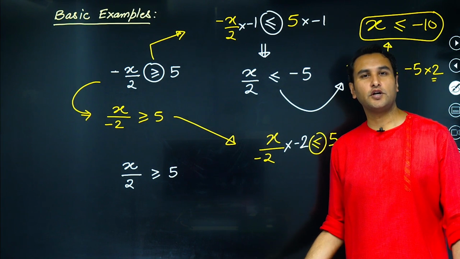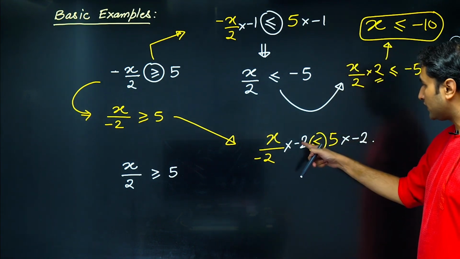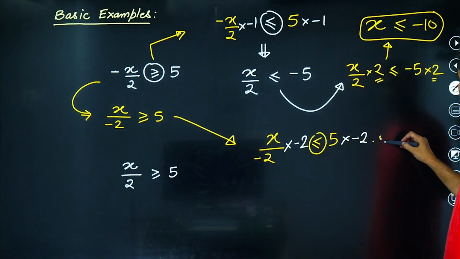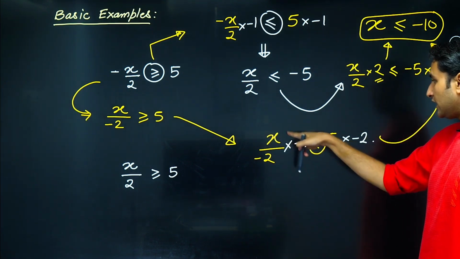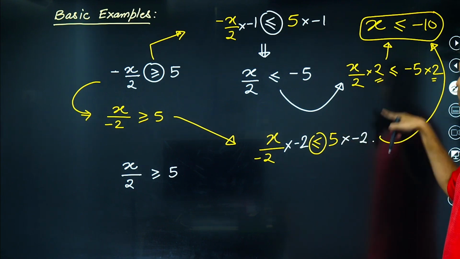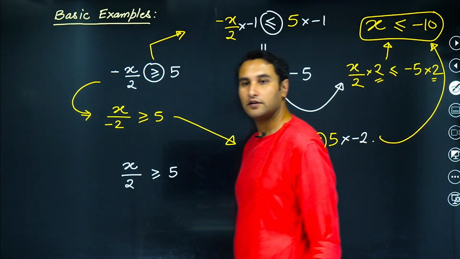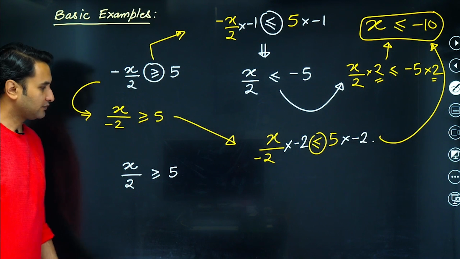Right? That's it. You can do it in a single step. So minus 2 cancels out and you directly get the same answer once again. What will happen? This remains x. This becomes 5 into minus 2, minus 10. Right? So you can visualize it in both the ways.